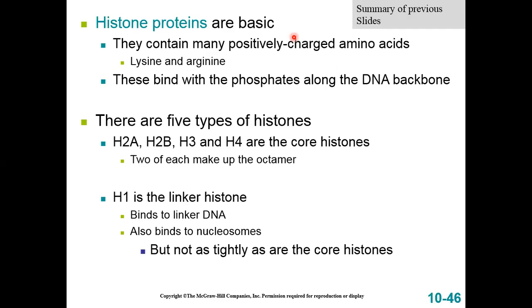H1 is the linker histone protein. H2A, H2B, H3, and H4 are the core histone proteins. Each contains two units for interacting with the DNA. So these four proteins, H2A, H2B, H3, and H4, are each present in two units, making the octamer. The remaining fifth protein, H1, is the linker histone protein. It binds to the DNA, and also binds to the nucleosome, but not as tightly as the core histones.